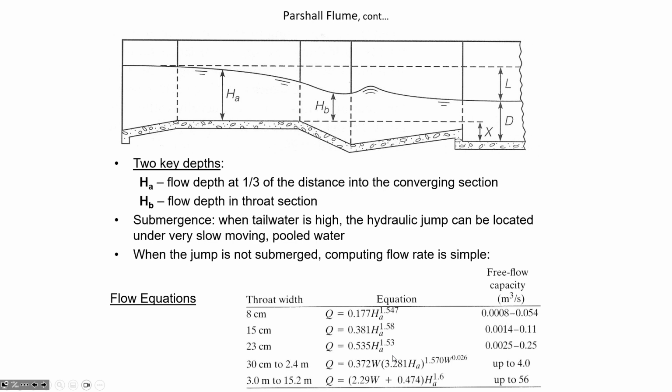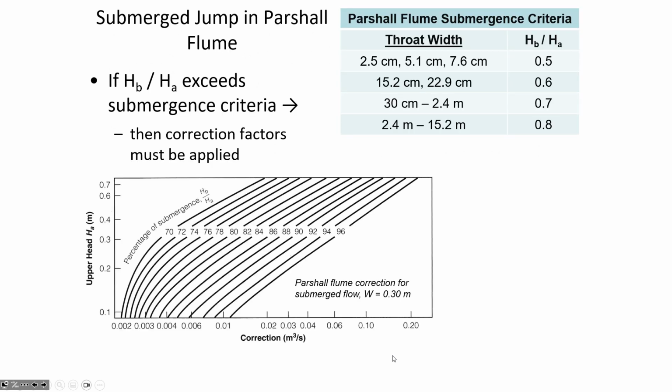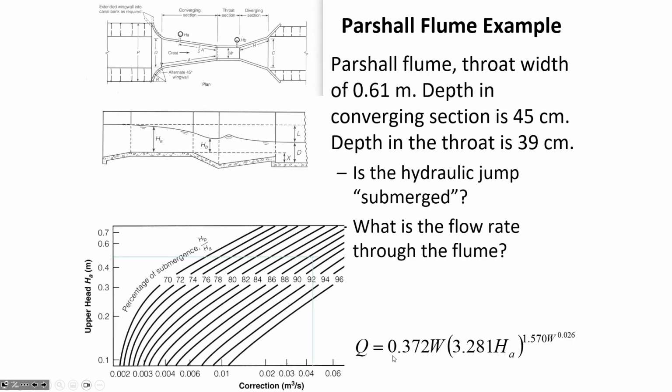And how are these equations developed? Well, it's certainly not a fundamental equation, which is derived from the basics of science. This is just empirically observed. They did a lot of tests in a lab to find out what the flow rate is and what factors the flow rate depends on. And there's just the depth upstream and the width of the throat that dictates the flow rate through this flume.